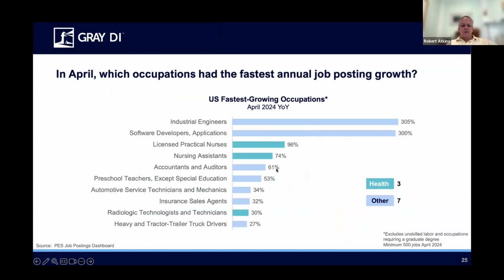Looking at all the other miscellaneous things on here, accountants are up 60%, preschool teachers up 53%. I'm sorry, keep in mind, these are job postings, not people employed. So job postings for automotive techs up 34%, insurance agents up 32%, and heavy-duty tractor-trailer truck driver job postings up 27%. Second time we've seen growth in this area.